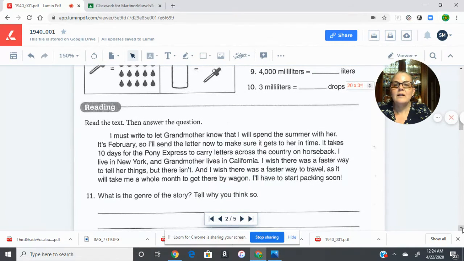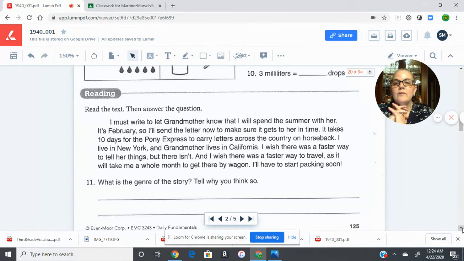Okay, on our story, read the text, then answer the question. The question says, what is the genre of the story? So what kind of story is it? And tell why you think so. The kinds of stories we've been working on, I'll put a little list here. We've been working on realistic fiction. We've worked on historical fiction. We've worked on fantasy. We've heard of fairy tales.